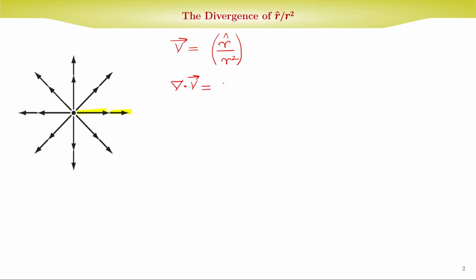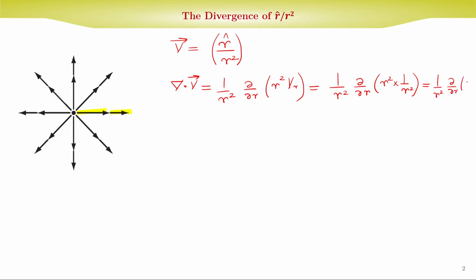In spherical polar coordinates, this is equal to 1 over r square dou over dou r of r square times v_r. And this is equal to 1 over r square dou over dou r of r square times 1 over r square. And this is equal to 1 over r square dou over dou r of 1, which is equal to 0.